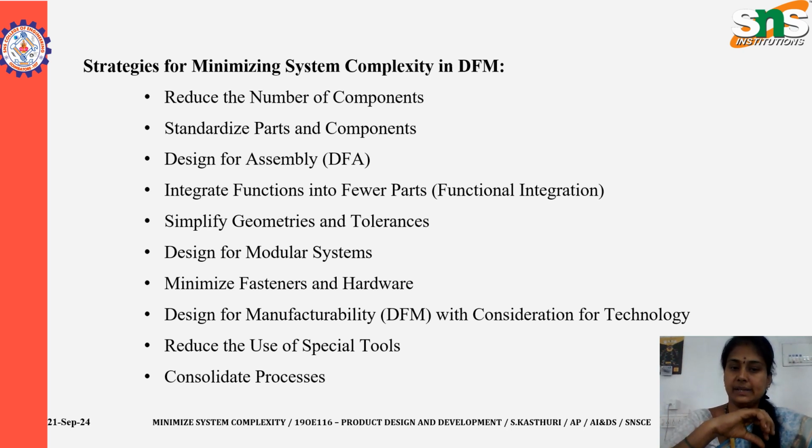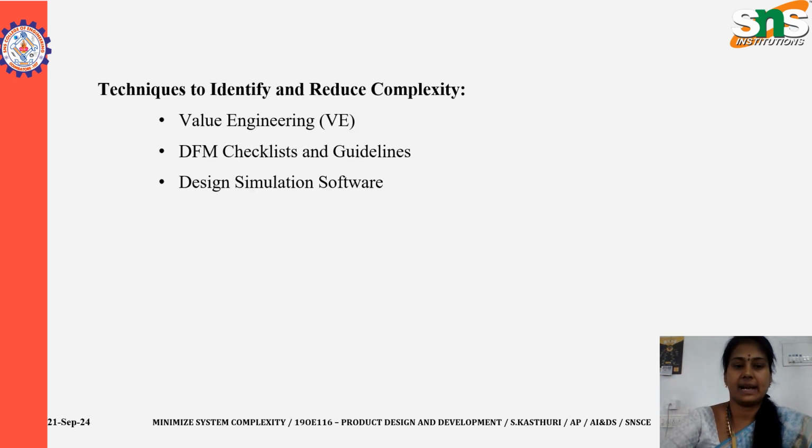Next one is the consolidate processes strategy. It reduces the number of separate manufacturing processes required to produce the final product. This can be done by designing parts that can be created in one step or by combining multiple processes into a single operation. Techniques to identify and reduce the complexity: value engineering technique. Value engineering focuses on analyzing the functions of parts or systems and finding cost-effective alternatives that maintain or improve the performance.